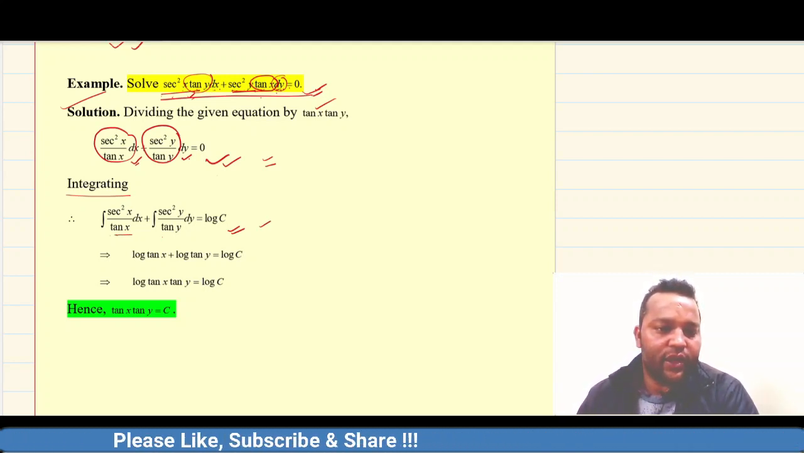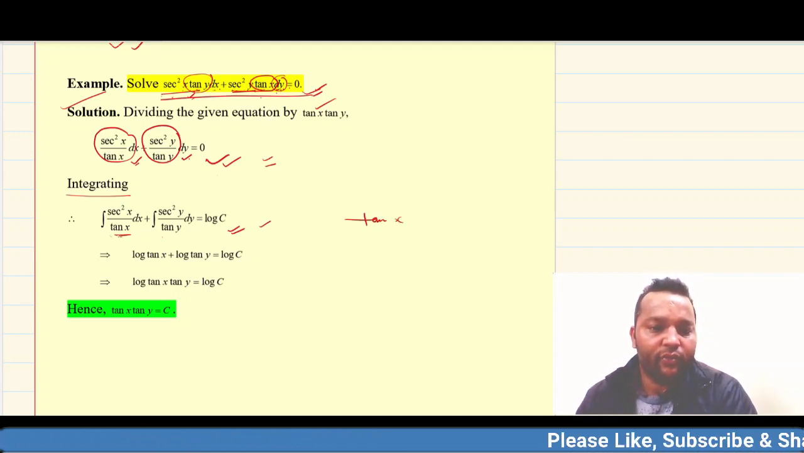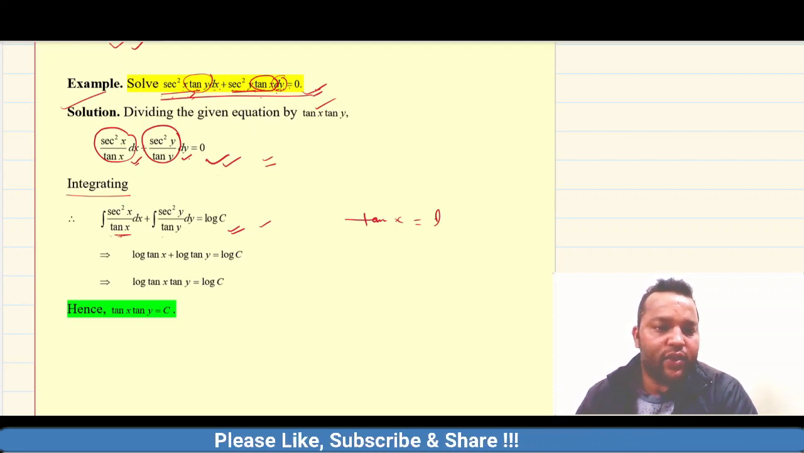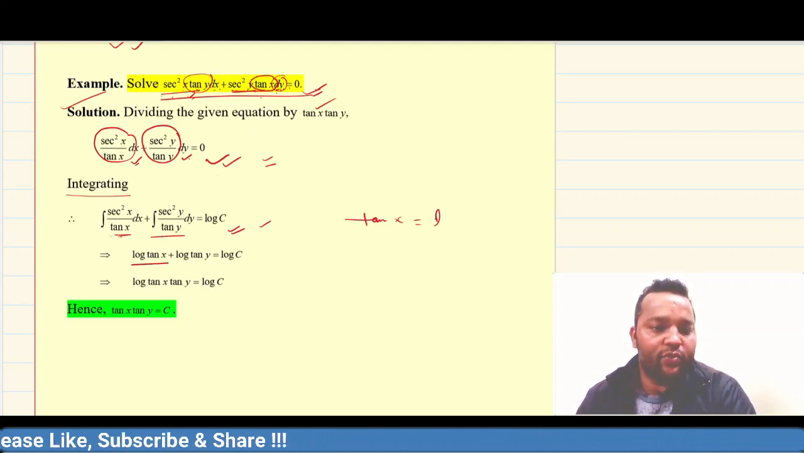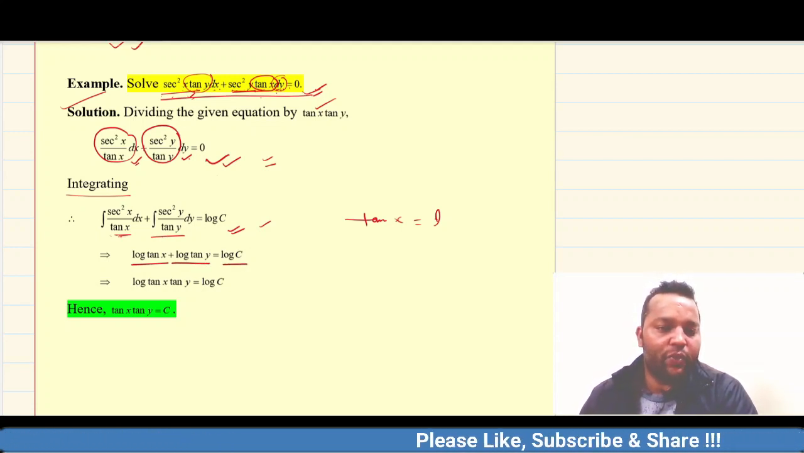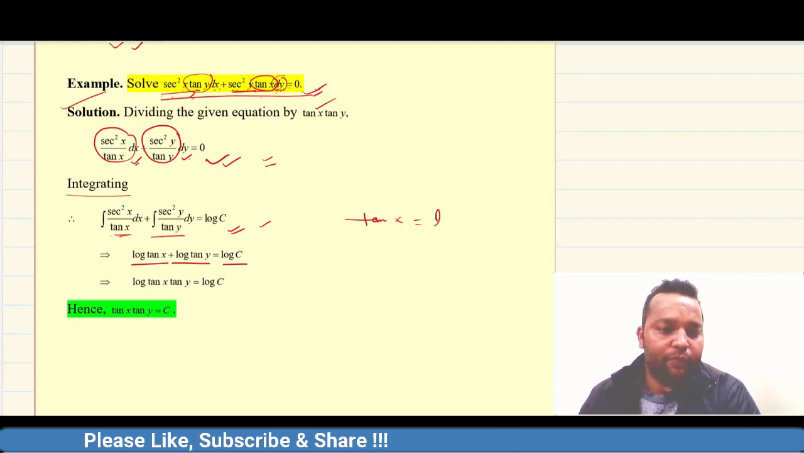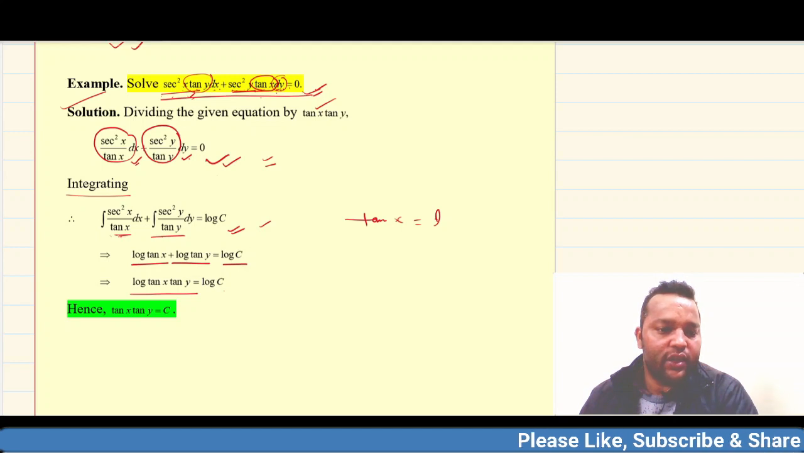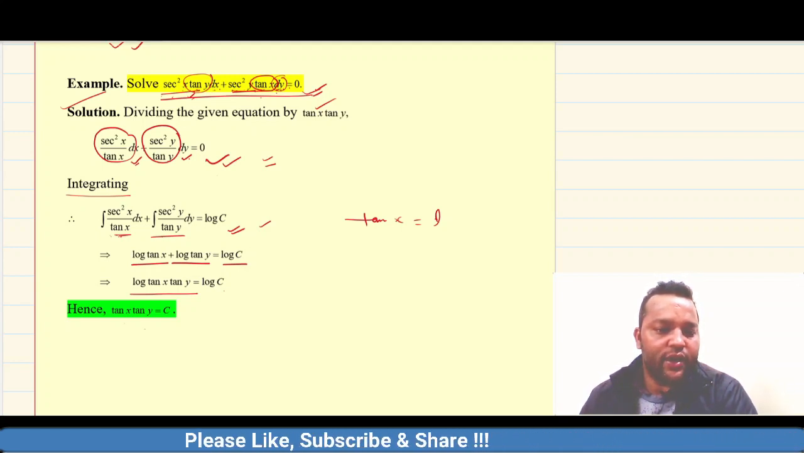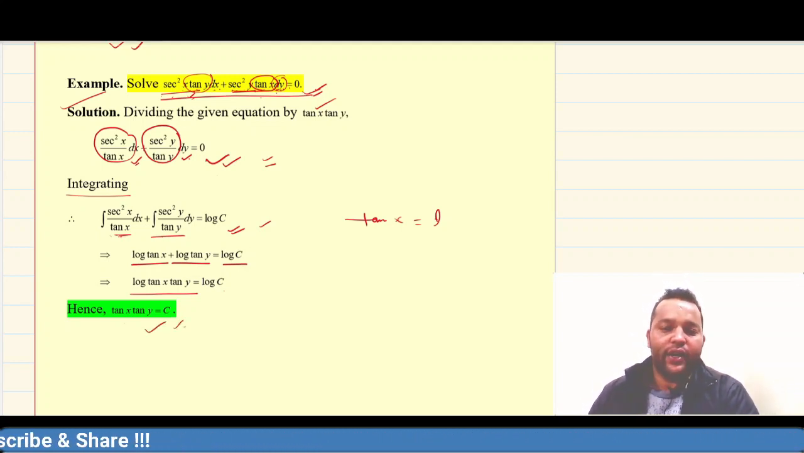For the integration, tan x is taken as t. Therefore, sec square x dx is equal to dt. Simply the integration of 1 over t is log t, that is log tan x. And similarly, the integration of this term is log tan y, equal to log c. And finally, with the help of the properties of logarithmic functions, log m plus log n is equal to log m into n, so log of tan x tan y is equal to log c. Therefore, tan x tan y is equal to c, which is the required solution.